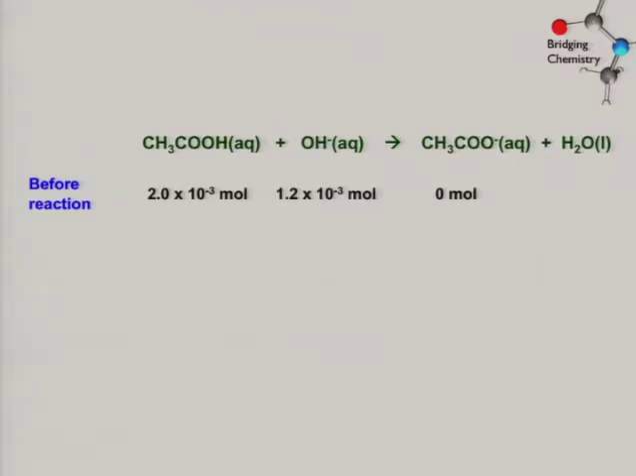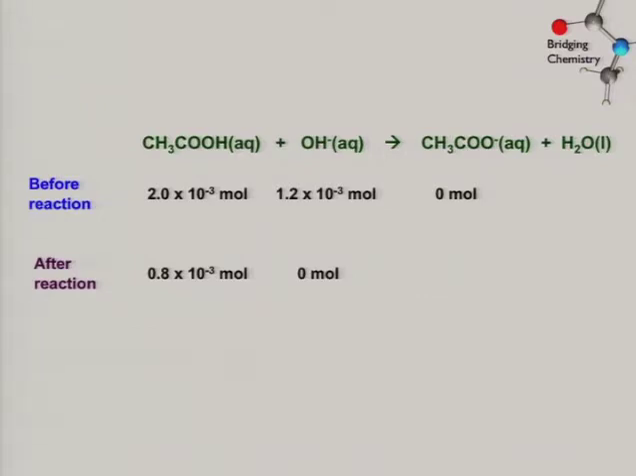And then the second line, again, because it's the limiting reactant, the hydroxide is going to end up being 0. It all gets used up when the reaction's finished. The amount of the ethanoic acid that's left over will be the amount that you started with minus the amount that reacted. And the amount that reacted will be the same as the amount of hydroxide ions that reacted because of that 1-to-1 balancing. And so hopefully you can see that it's going to be 0.8 times 10 to the negative 3. That's just 2 times 10 to the minus 3 minus 1.2, the amount that reacted.